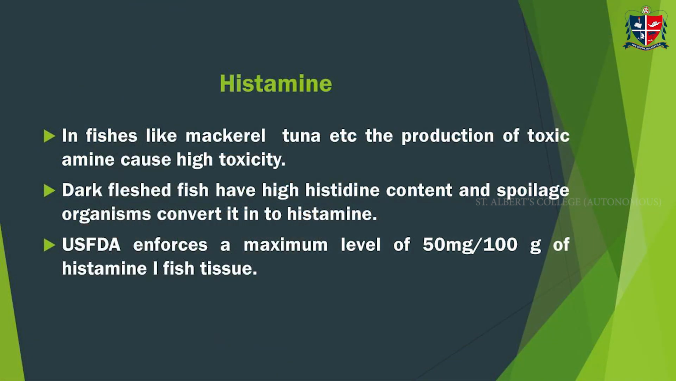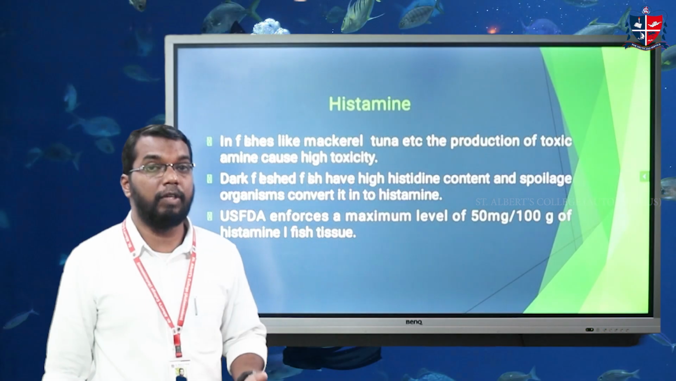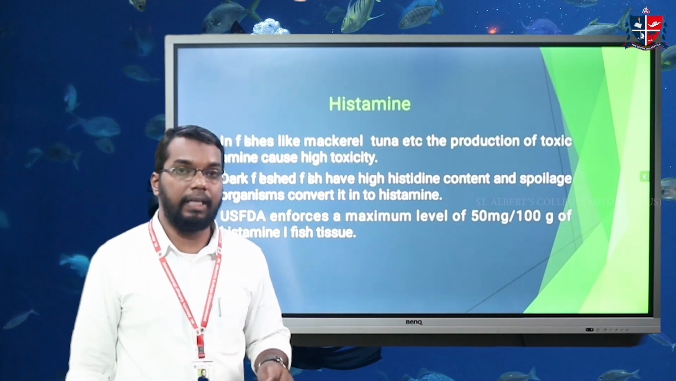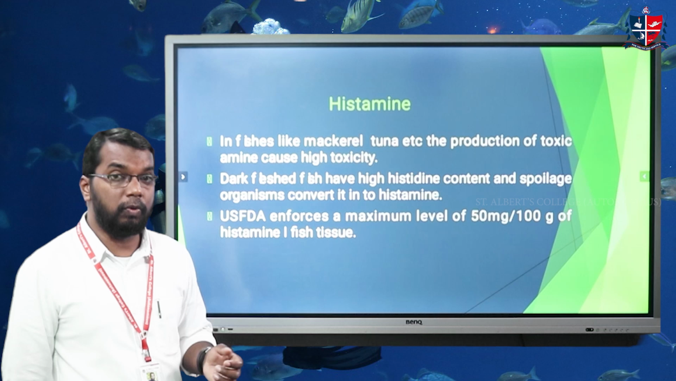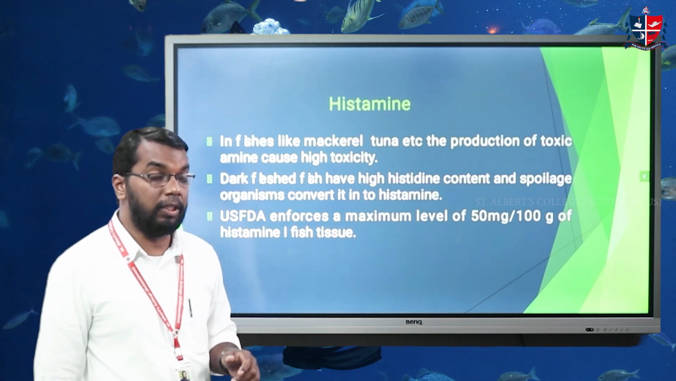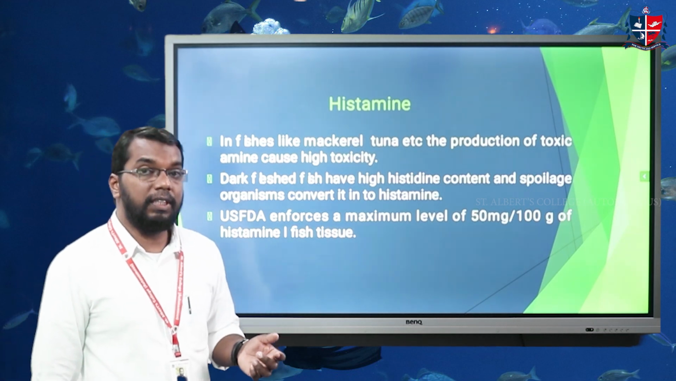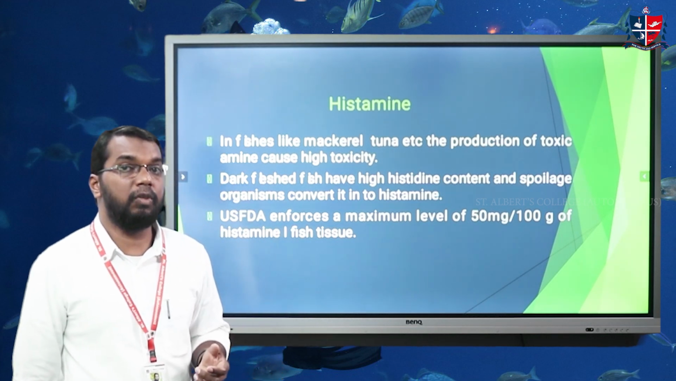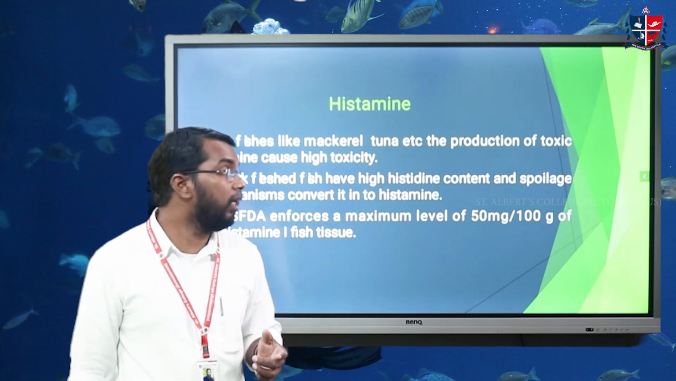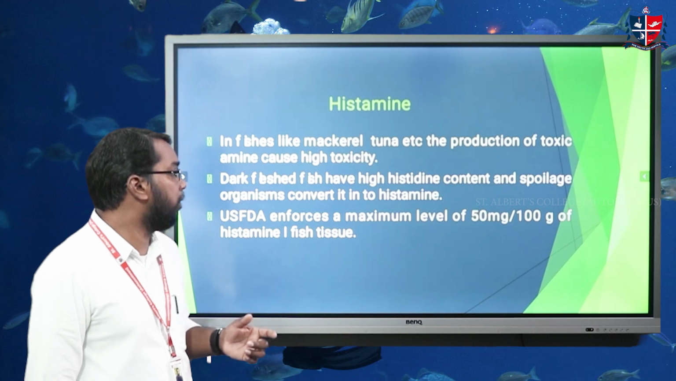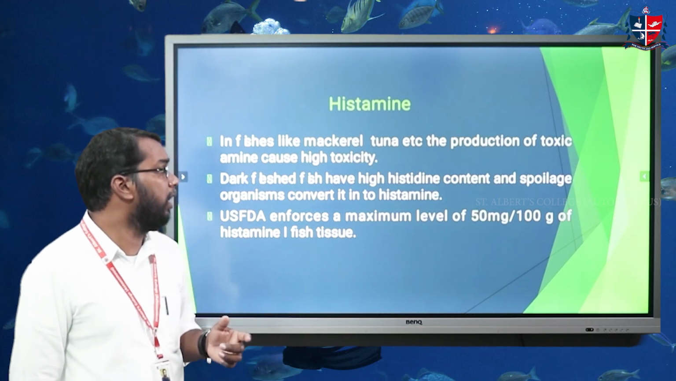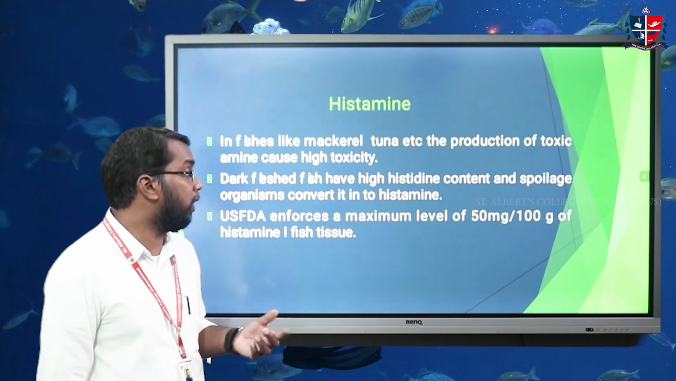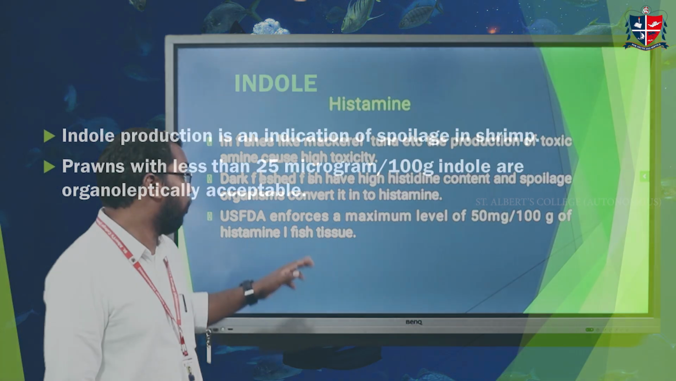Next is histamine. As said earlier, histamine is produced from the free amino acid histidine by the decarboxylation process. Proteus morganii and Enterobacter aerogenes are the responsible bacteria which convert free histidine into histamine. Once the histamine is formed in fish, it becomes a toxic substance and causes poisoning known as scombroid poisoning. If the histamine level is up to 15 milligrams per 100 grams of fish, we can accept the fish, but beyond that, we can reject it as spoiled fish.